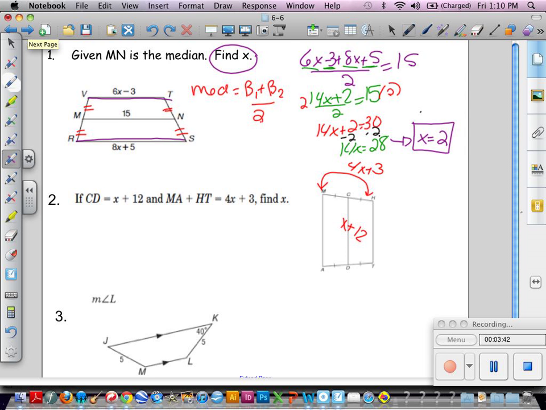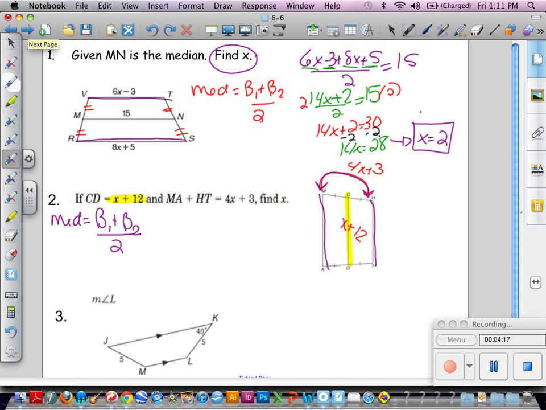Number 2. I've already placed my expressions in the picture. CD is x plus 12. That's the median. I can see that because those are split in half. And then they're giving me my bases added together. If they're going to give me the median, I have to use my median formula, which is base 1 plus base 2 divided by 2. Now you're concerned because you don't have your bases.